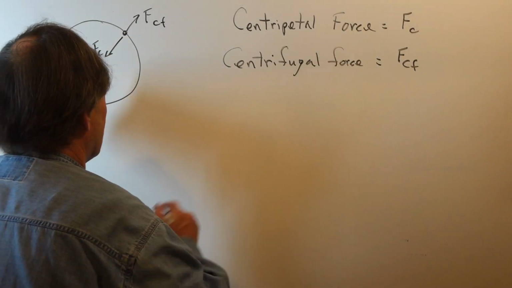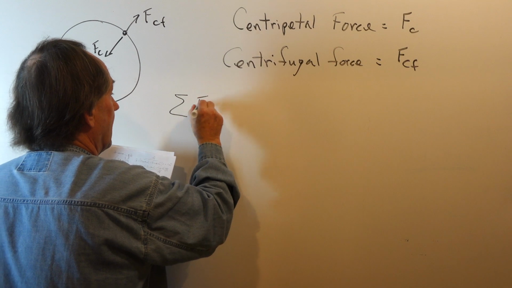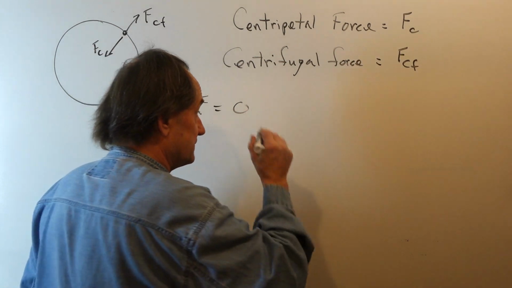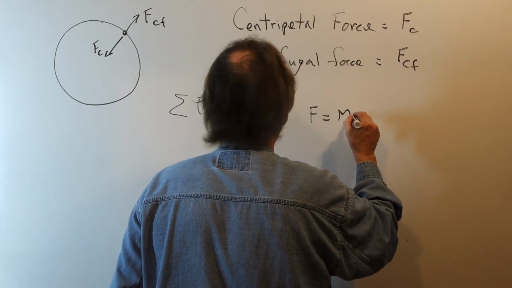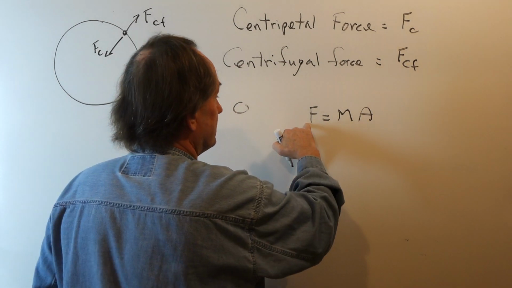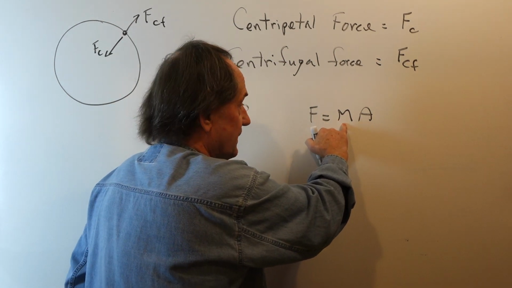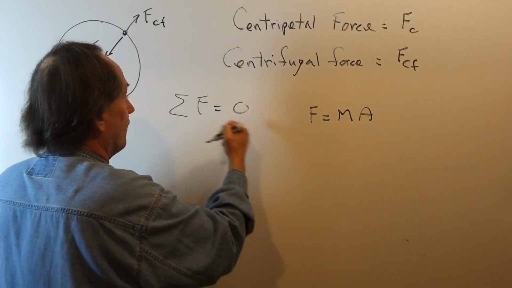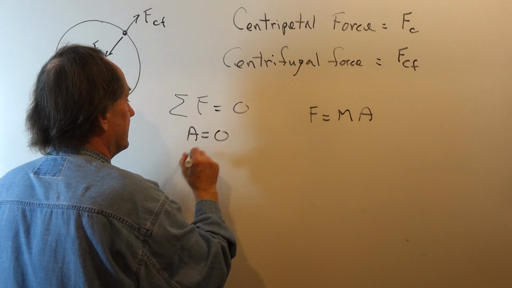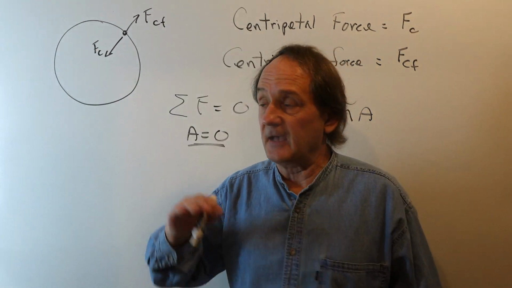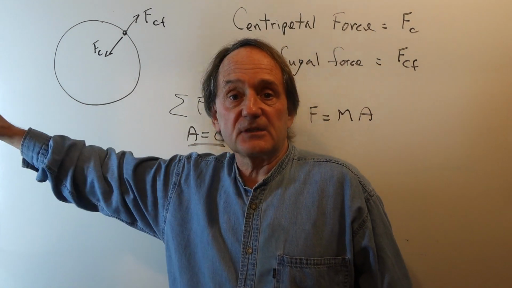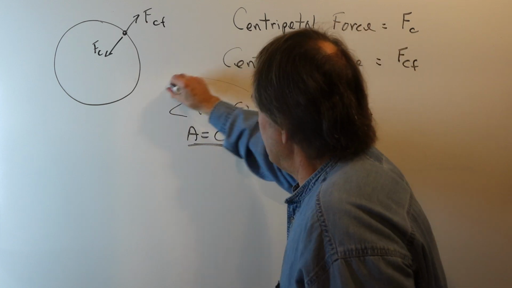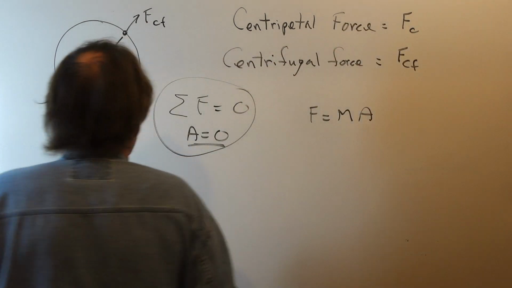Now, if the sum of the forces acting on an object is equal to 0, there can't be any acceleration of that object because of Newton's second law. Remember, force equals mass times acceleration? Well, if the force is 0, and the mass of an object is not 0, the only thing left on this side of the equation is a. So, if the forces are 0, then there can be no acceleration of the object. The object has to remain going at a constant speed in the same direction. That's the first law. This statement here is basically Newton's first law.